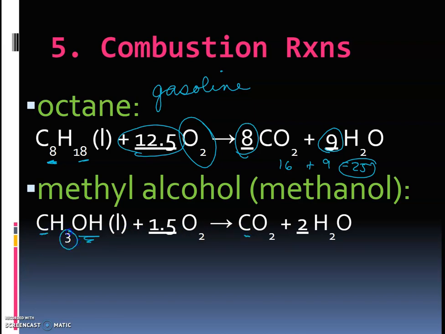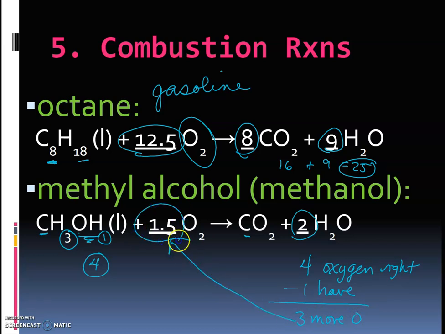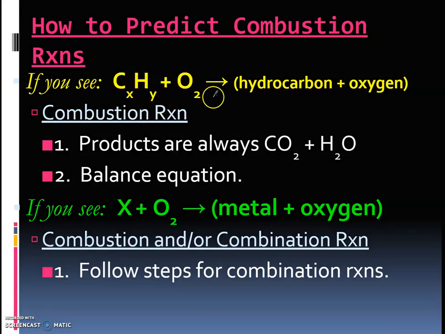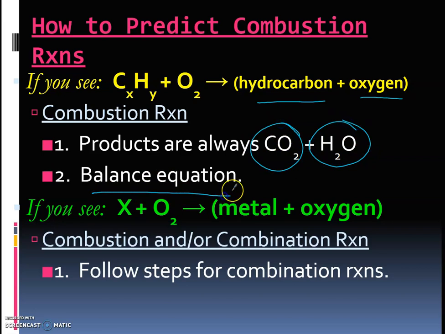You have 1 C, you have 3 plus 1 hydrogens, which is 4. So I put a 2 in front of the H2O. And then you have O2 here and 2 O's here. So that's 4 oxygens on the right that you're going to need to balance out. You have 1 here that you already have, so I don't want to mess that up. So I need 3 more oxygens out of this O2. So I'm going to put in a 1.5 there in order to balance all of that out. Okay, so if you see a hydrocarbon CxHy plus O2, you will always, always, always make CO2 and H2O. Then you just balance out your equation.